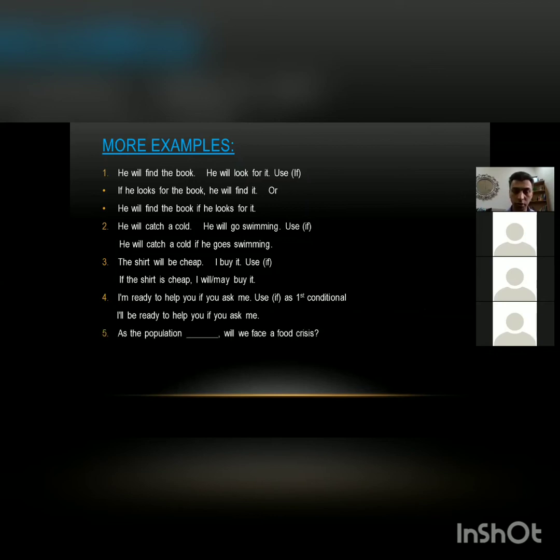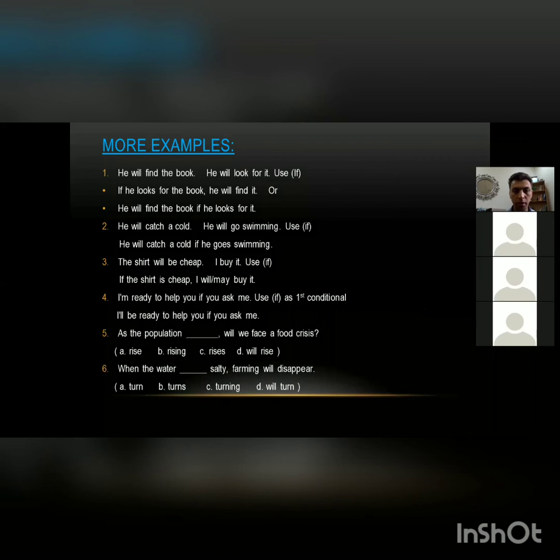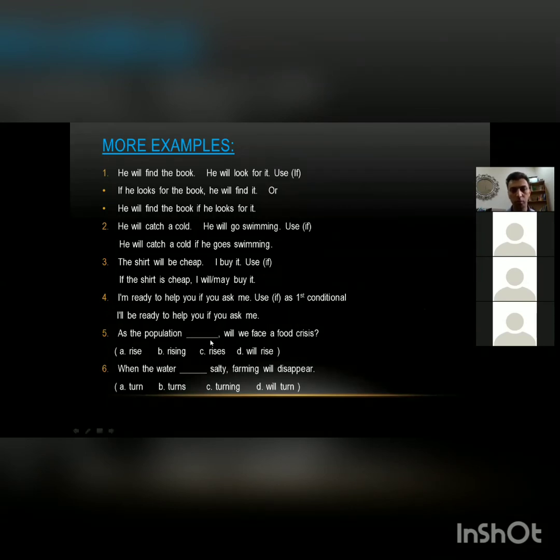As the population, this is a multiple choice form. We have options here. Which option is correct? You can decide by yourself according to the tense of the sentences. As the population dash will face. So this as has taken the position of if. We can say if the population dash. Why have we started with will? Because this is a question form, an interrogative form. We face a food crisis. Okay, this is a kind of example for you.